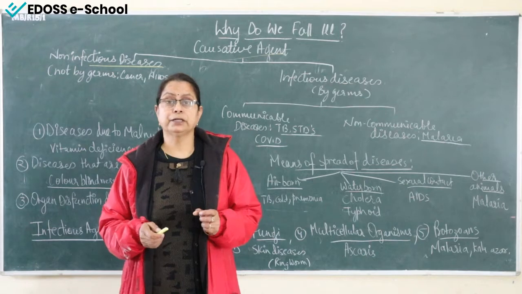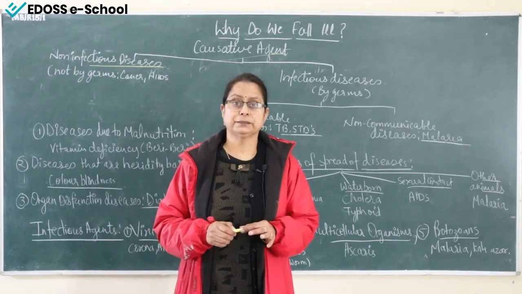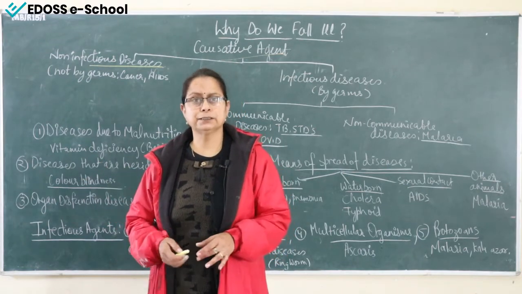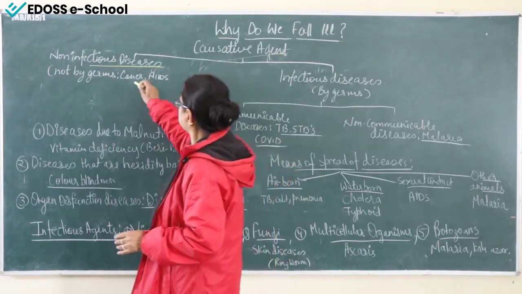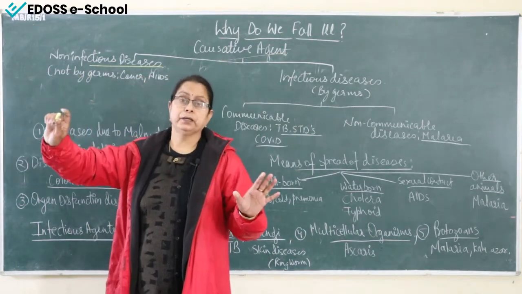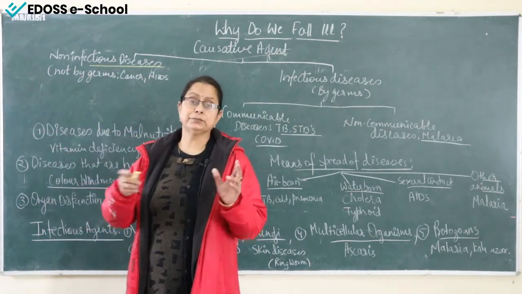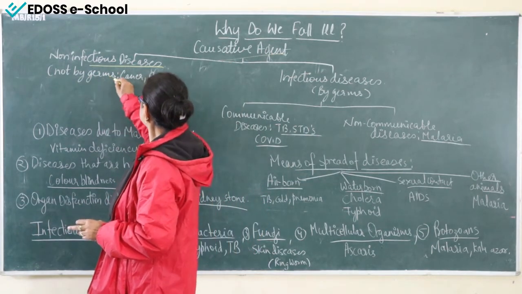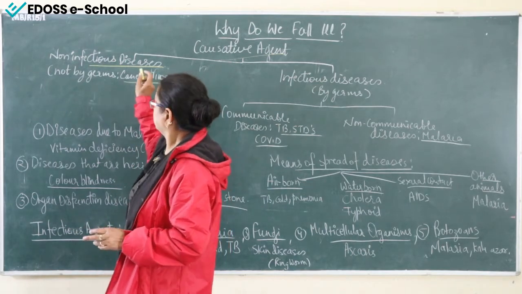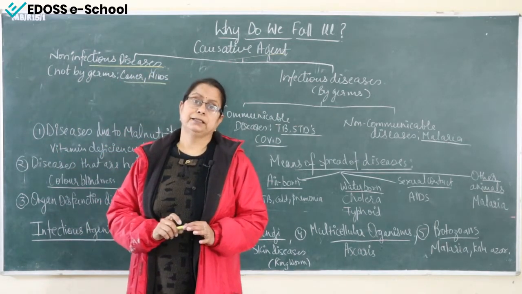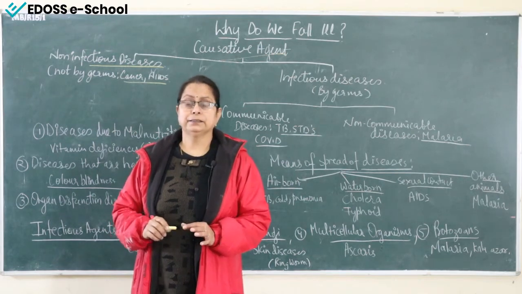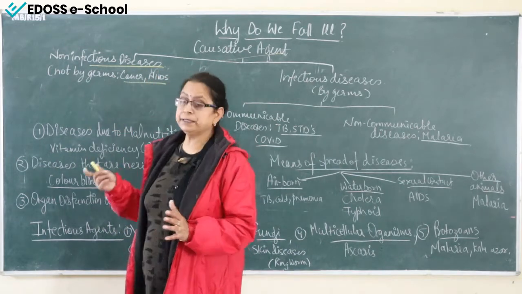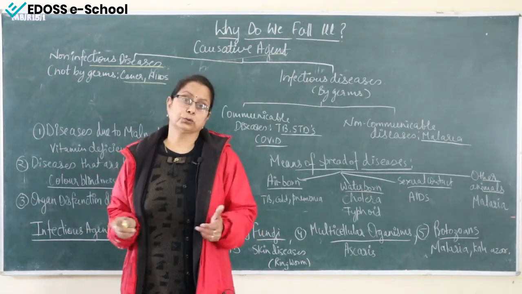If a person comes in contact with a diseased or suffering person, then the disease will transmit from the diseased person to another person. So, first is non-infectious diseases, which are not passed on to other persons who come in contact with the suffering person, and are not caused by germs. Basically, infection is caused by germs, right? And non-infectious diseases are not spread through germs.